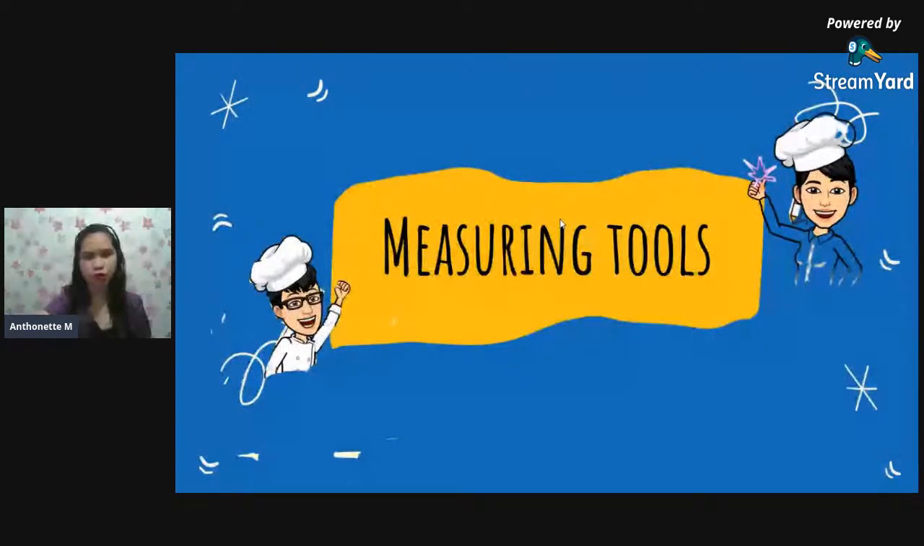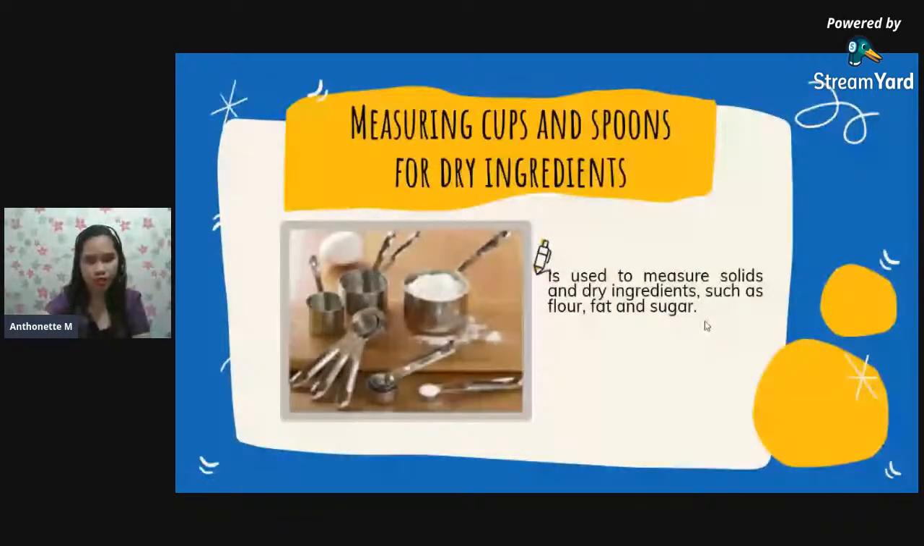So let us have now the measuring tools. Okay? So there are measuring tools used in the kitchen in preparing appetizers. You should be reminded of the right tools to be used when measuring dry and liquid ingredients. So measuring cups and spoons for dry ingredients. So this here, okay? It is used to measure solids and dry ingredients such as flour, fat, and sugar. So, wag kayong magkakamali na gumamit ng liquid measuring cup in measuring dry ingredients because it will not be accurate. Okay, the measurement will not be accurate. So you have to use the accurate tools in measuring the different ingredients.